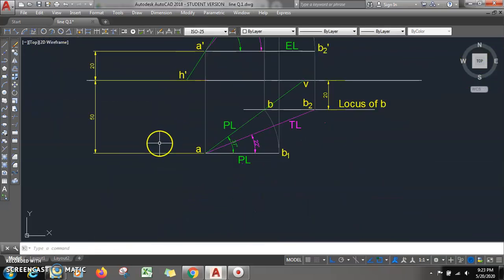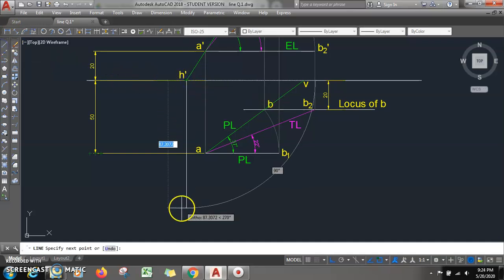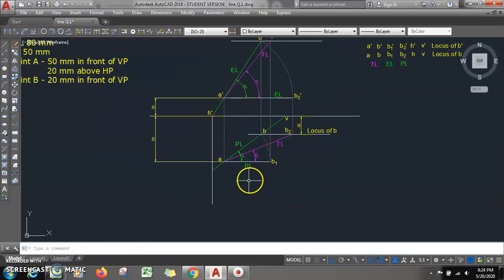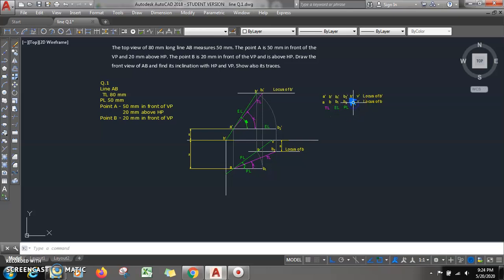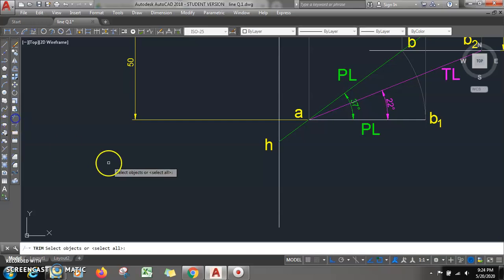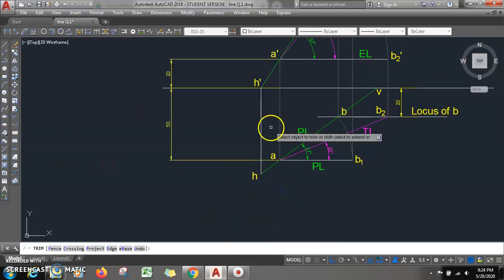Now from h dash, you need to draw one vertical line, on the opposite extension, meaning the extension of AB, up to this. This will give you h. So the axis line you can trim. So h dash, h is nothing but HT, the horizontal trace.